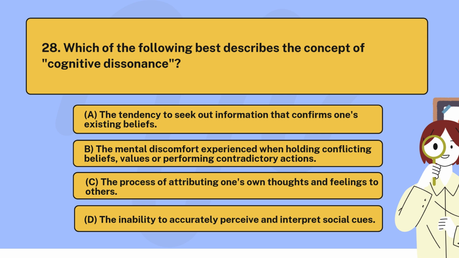Question 28. Which of the following best describes the concept of cognitive dissonance? A. The tendency to seek out information that confirms one's existing beliefs. B. The mental discomfort experienced when holding conflicting beliefs, values, or performing contradictory actions. C. The process of attributing one's own thoughts and feelings to others. D. The inability to accurately perceive and interpret social cues.